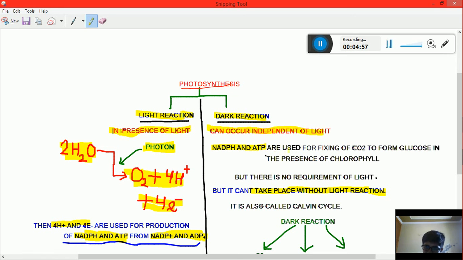Other than that, CO2, which is obtained through stomata. When stomata take carbon dioxide from outside, they use CO2 and NADPH and ATP for the production of glucose. Now how it is produced, that full process is called Calvin cycle.